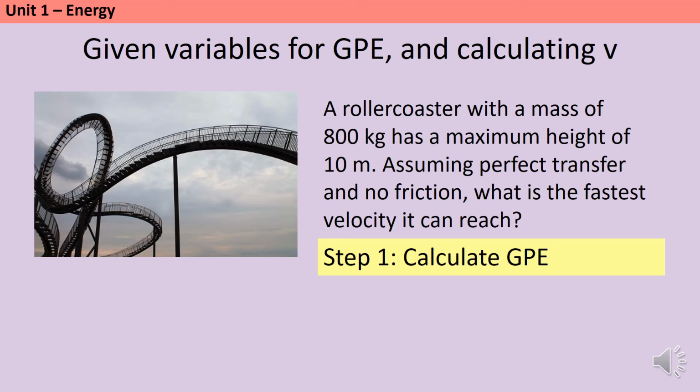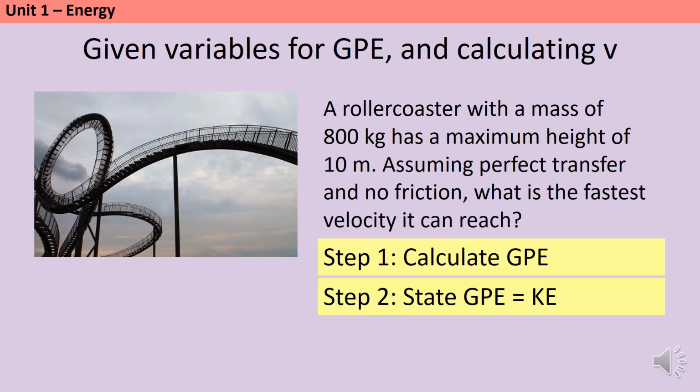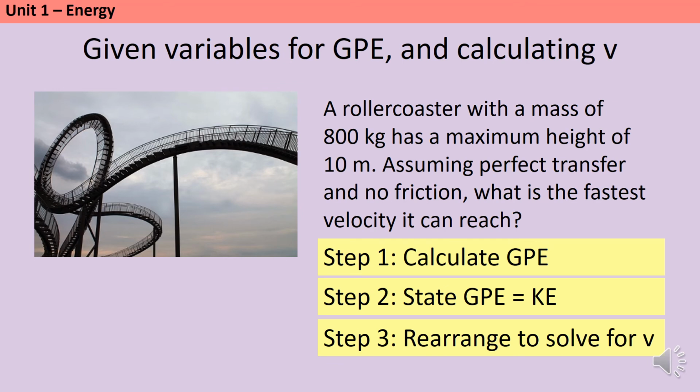So this time our first step is to calculate GPE, because we're always going to start by calculating whatever we can calculate. Then our second step is the same. We're putting GPE and KE as equivalent to one another. However much GPE an object has, the maximum amount of kinetic energy it can get, if this is a completely efficient transfer, is that amount of energy. And then we need to rearrange our equation for kinetic energy to solve it for velocity. And this is a little bit trickier because it does involve some square rooting and things.